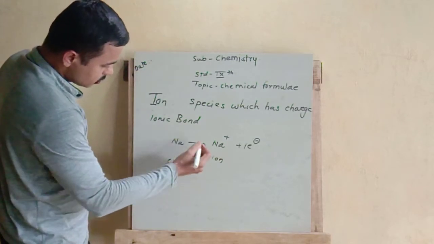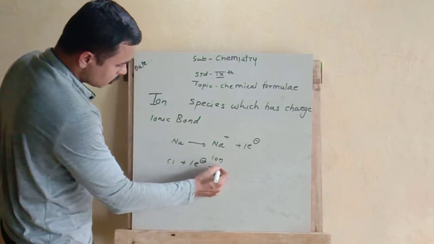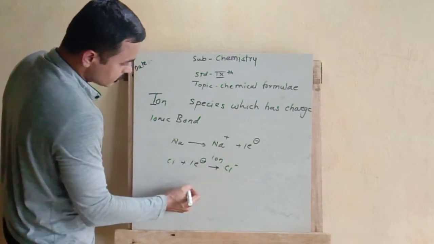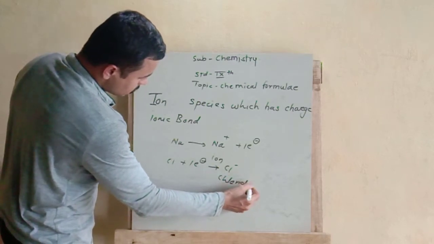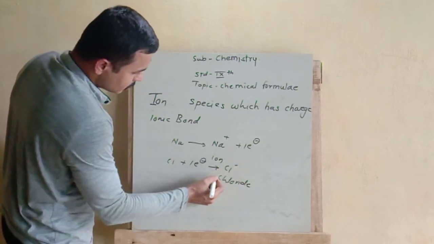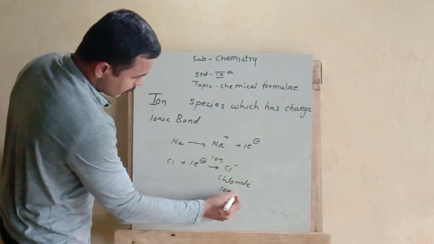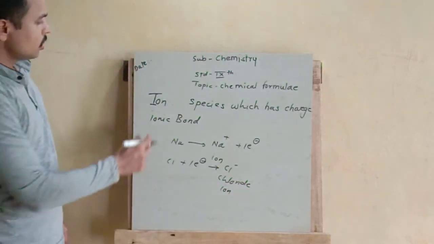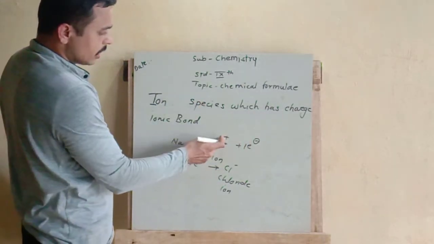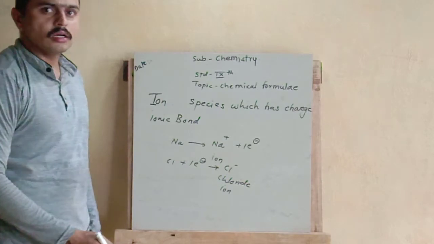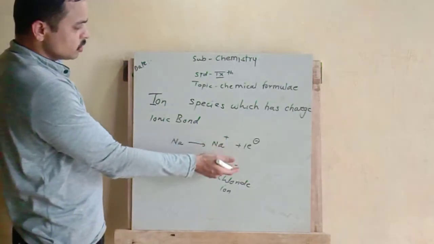For example, chlorine, suppose chlorine will accept electron to form Cl minus, chloride. This is your chloride. So it has a minus charge. That's why it is called as ion. Understand? These are the species which has a charge. Sodium has a positive charge, chloride has a negative charge. So charge may be positive or negative.